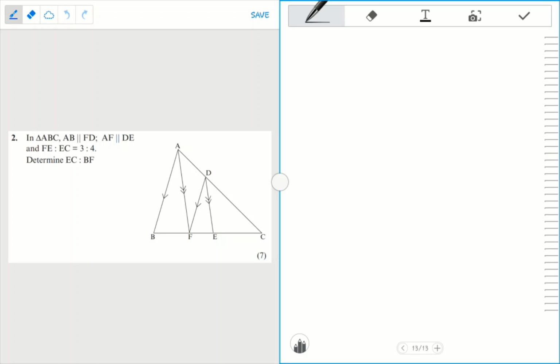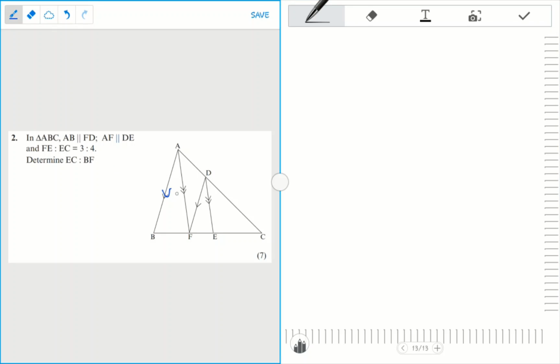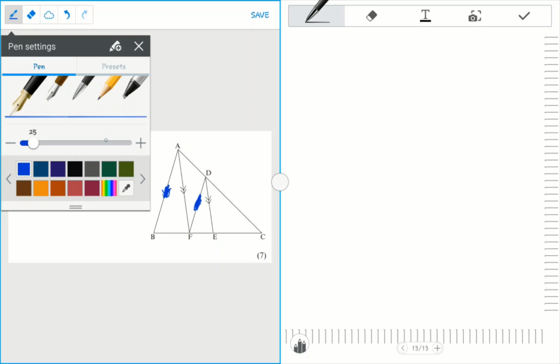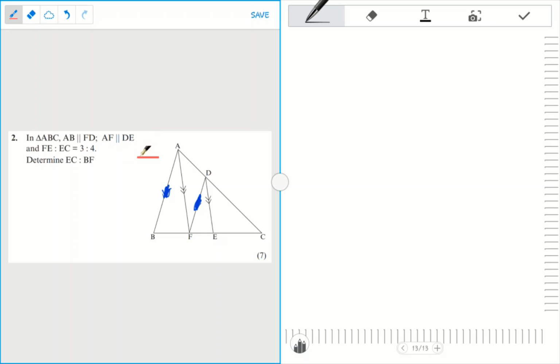So on this question, we are given that in triangle ABC, AB is parallel to FD. As you can see, AB, this one, is parallel to this one, and then also they're saying that AF is parallel to DE, which means this one is parallel to that one. That's why I'm trying to rewrite in color so that you can see what they're trying to say.